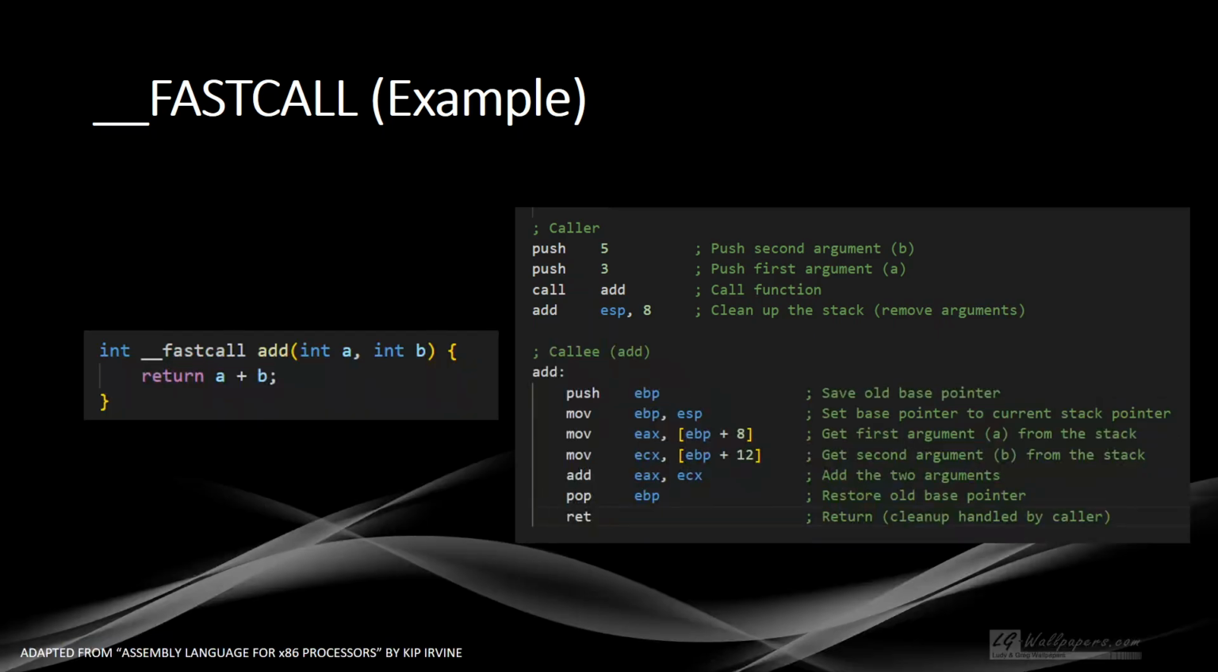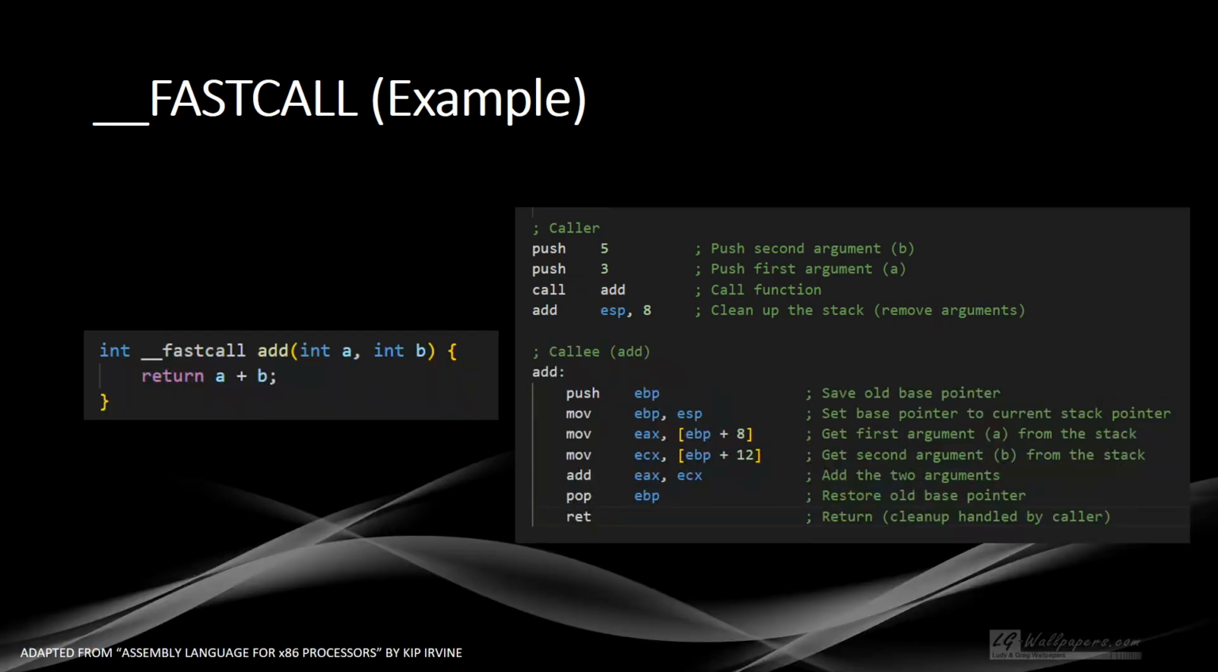Alright, so this is an example for fast call. You can see that we have a function on the left side which is add, and it takes 2 numbers, A and B, and returns the addition of them. If you see the right side, don't worry if you don't understand much of it. You will see that we push the second argument first and then the first argument. So we push 5, which is the argument for B, and then we push 3, which is the argument for A.